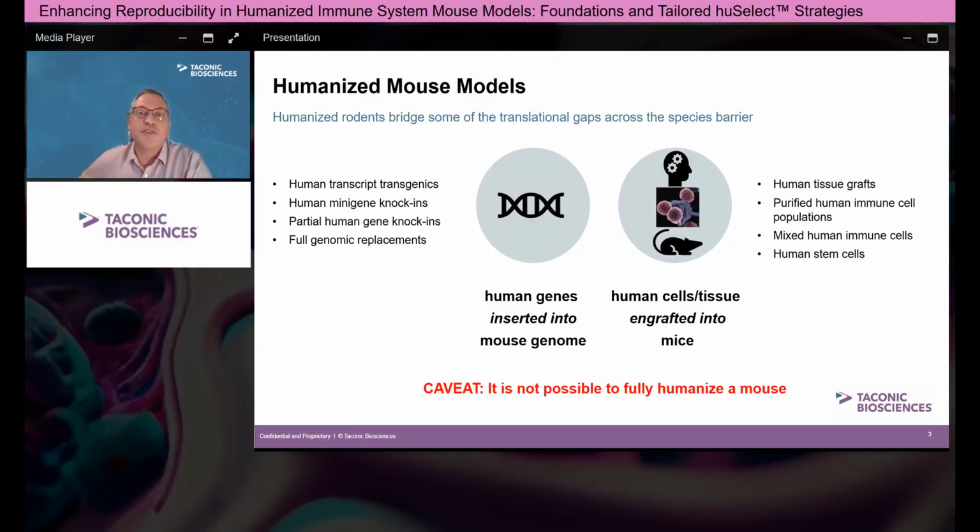Now, humanized mouse models are not perfect. It is never possible to fully humanize a mouse. But as the old adage goes, not all models are perfect, but some models are useful. And I'll try to point out throughout the course of the presentation some of the limitations and some of the reasons why you might choose to use a humanized immune system model in your research program.